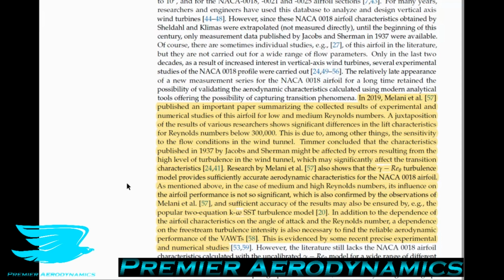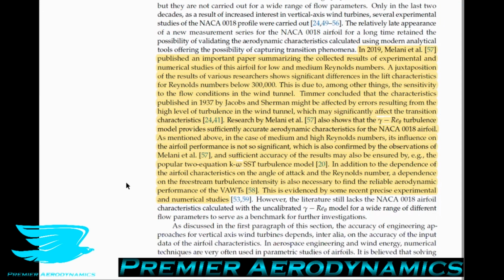They probably would. Research by some other researchers also showed that the gamma theta turbulence model, so this is a turbulence model we use in RANS and URANS simulations, provides sufficiently accurate aerodynamic characteristics for the NACA 0018 airfoil. As mentioned above, in the case of medium and high Reynolds numbers, its influence on the airfoil performance is not significant, which is also confirmed by observations by some other researchers. And sufficient accuracy of the results may also be ensured by, for example, the popular K-Omega SST turbulence model.